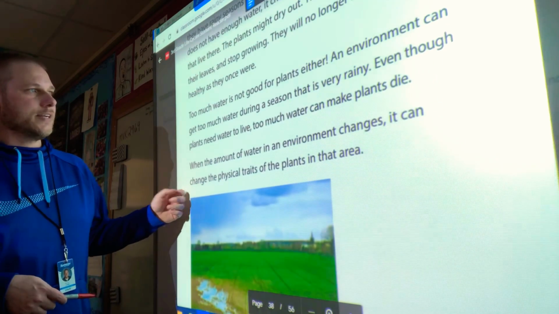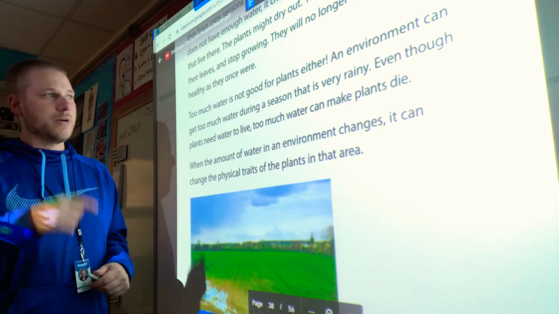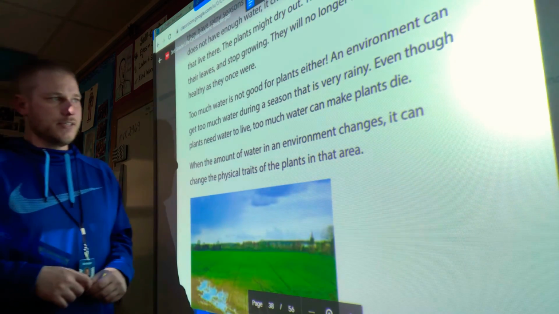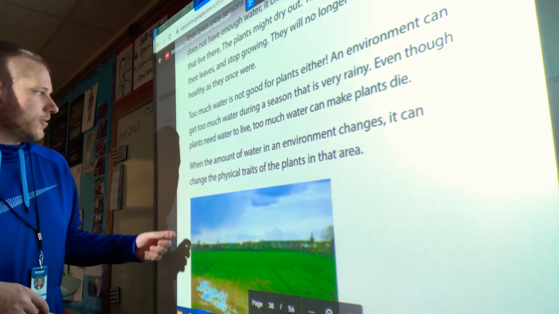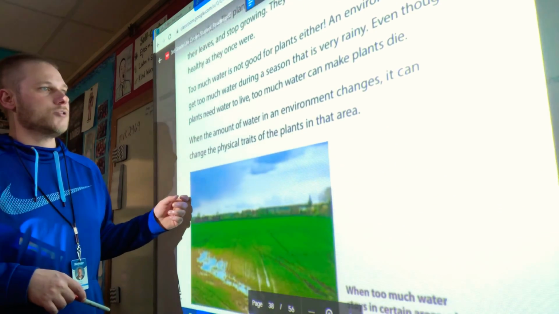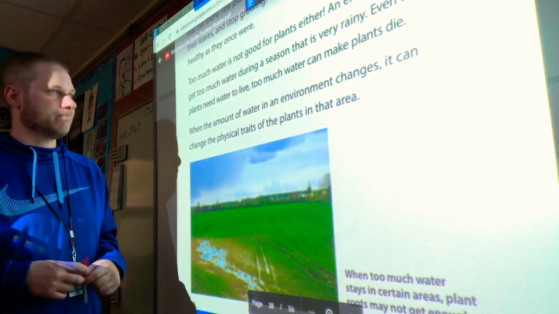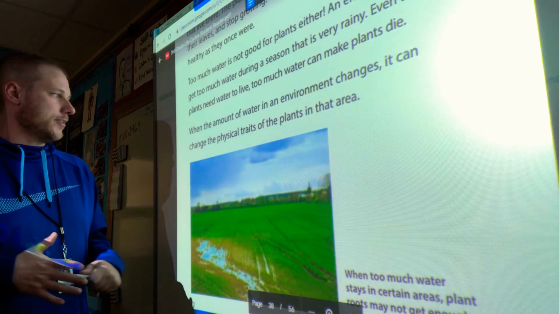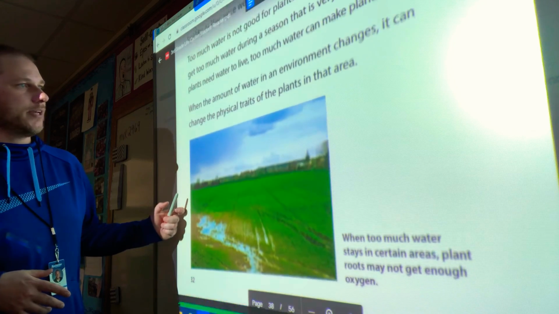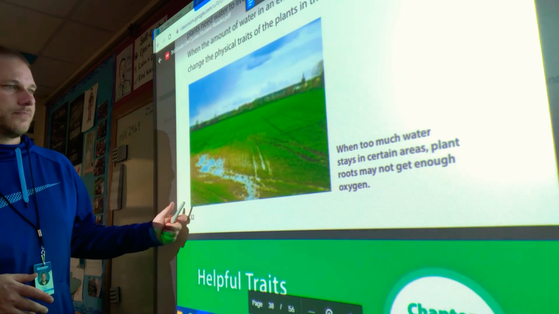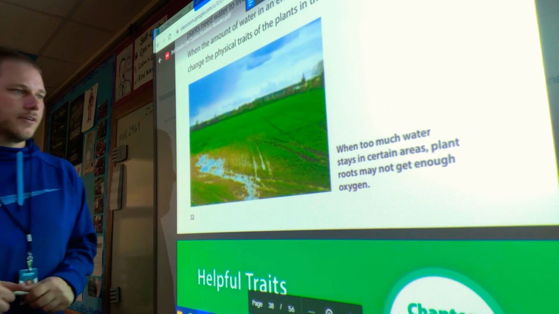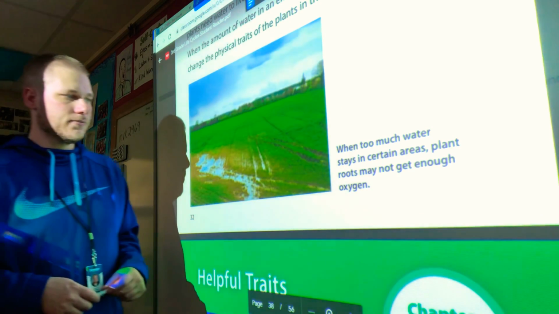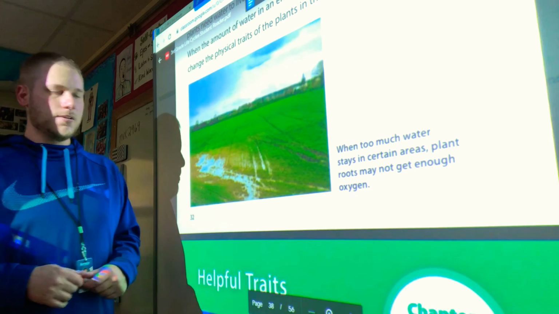Too much water is not good for plants either. That was my mistake. An environment can get too much water during the season that is very rainy. Even though plants need water to live, too much water can make plants die. When the amount of water in the environment changes, it can change the physical traits of the plant in that area. When too much water stays in certain places, plant roots may not get enough oxygen. That is all for chapter 5.